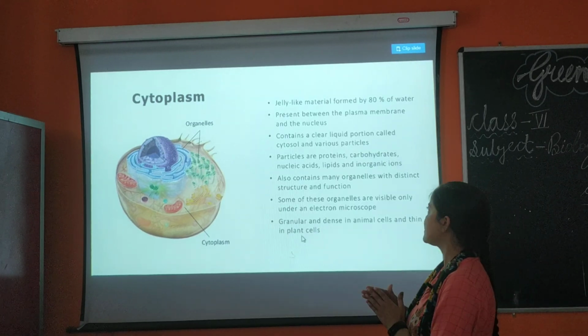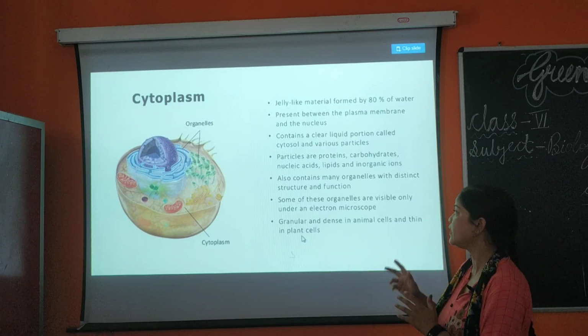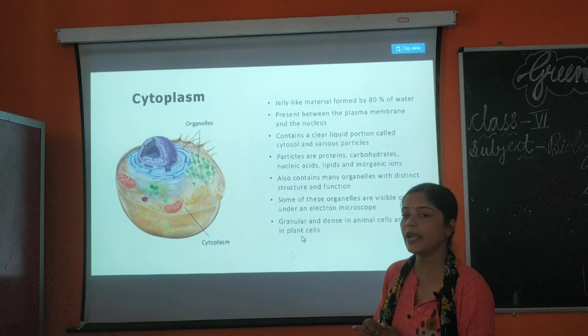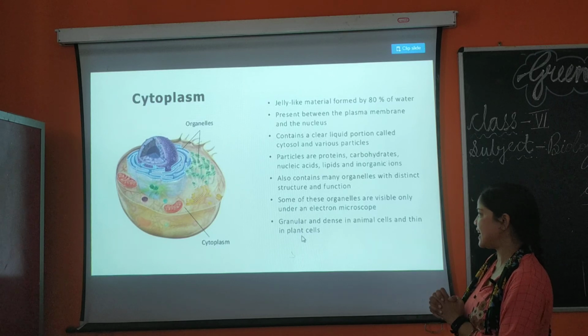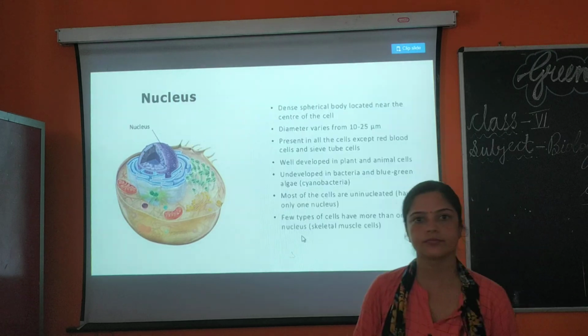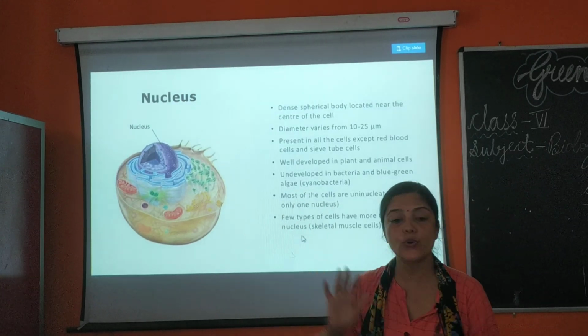Particles are proteins, carbohydrates, nucleic acids, lipids, and inorganic ions. It also contains many organelles with distinct structure and function. Some of these organelles are visible only under an electron microscope. Granular and dense in animal cells, and it is thin in plant cells. Now let us study about nucleus.